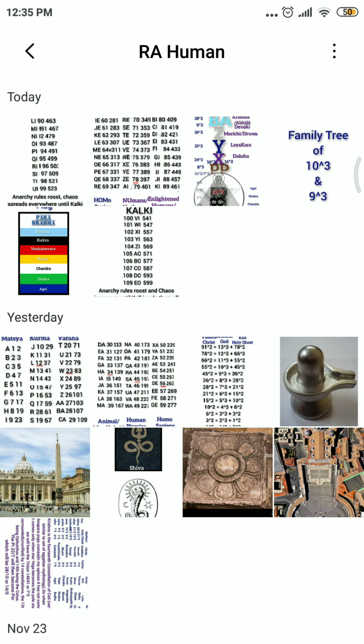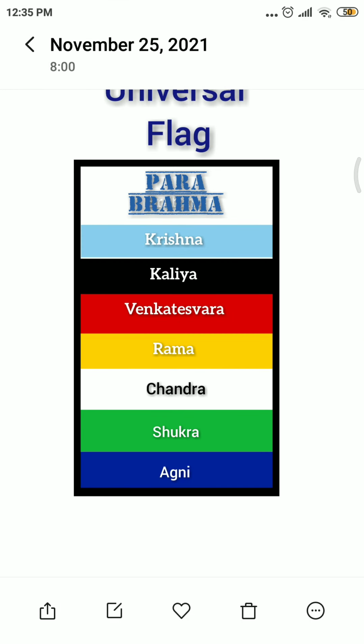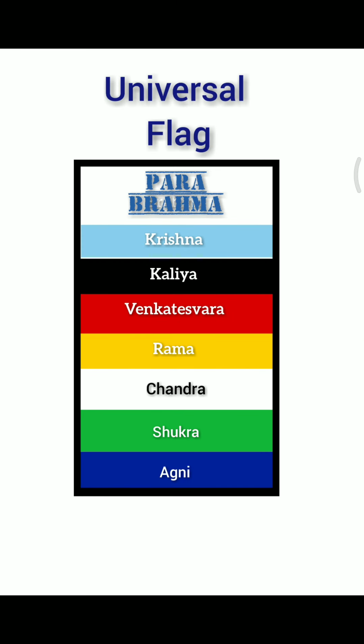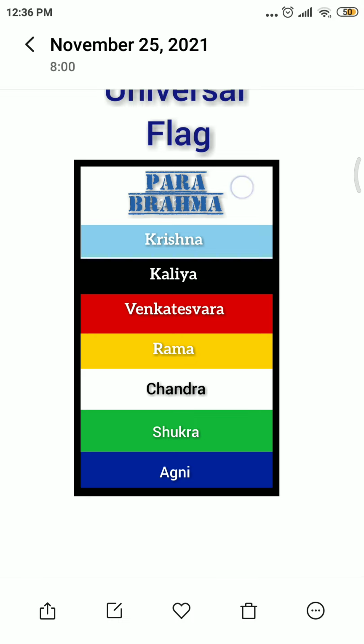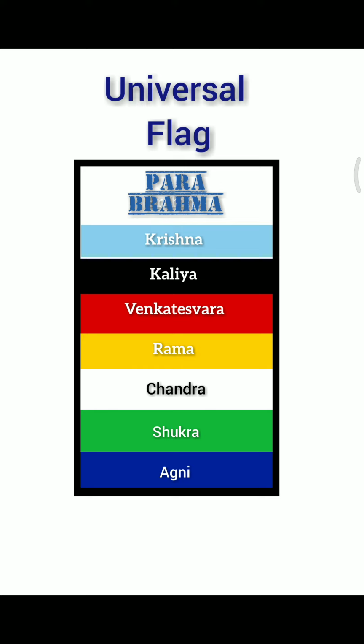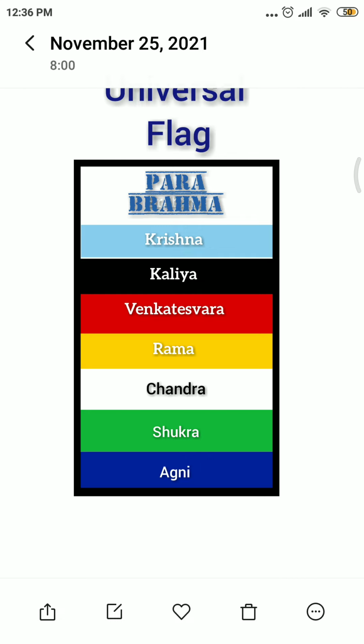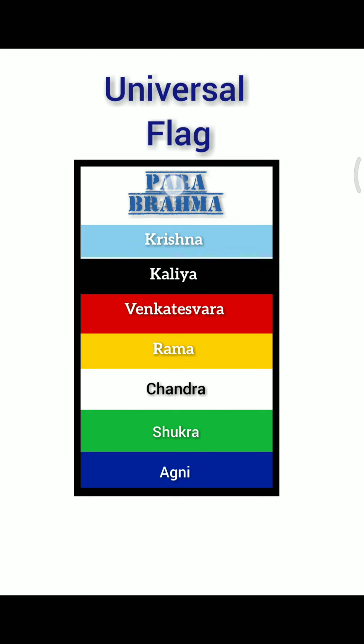And the other thing is, here if we have a universal flag, it should look like this, starting with blue, Agni, green is Shukra, white is Chandra. Don't confuse this white with this white. There's a whole lot of difference, but I will also tell you about the similarity. There will be similarity also. Rama, Venkateshwara, or Narasimha, Kaliya, Krishna, and it ends with Parabrahma.